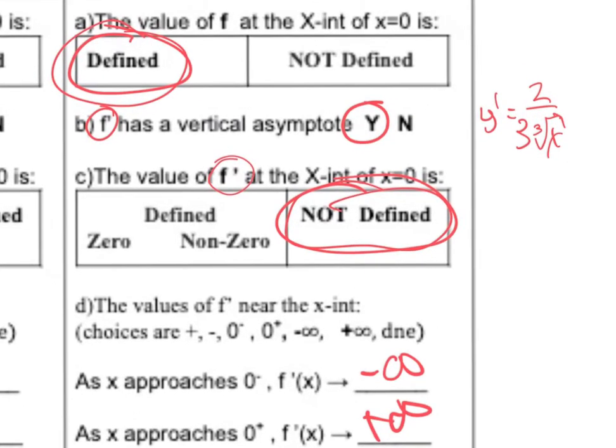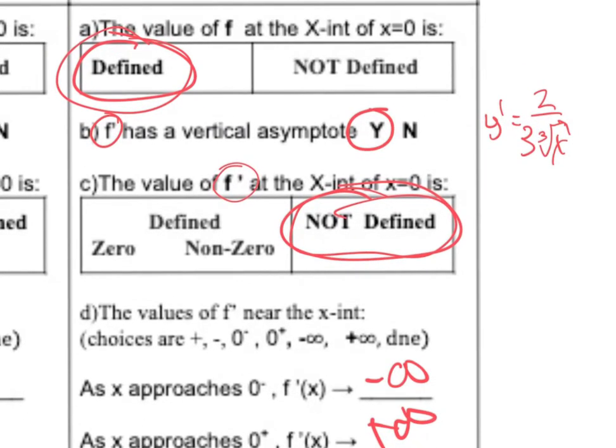Okay, here's this important piece that we did with our table. The values of f prime near the x-intercept. Our choices can be regular positive, negative numbers like -5, +7, or 0 on the negative side, 0 on the positive side, in other words the curve is very flat, like x cubed or x to the 4th. But the slope can also be negative infinity, positive infinity. Well, that's our scenario, right? Because we know that it looks like this, so it's almost a vertical line.